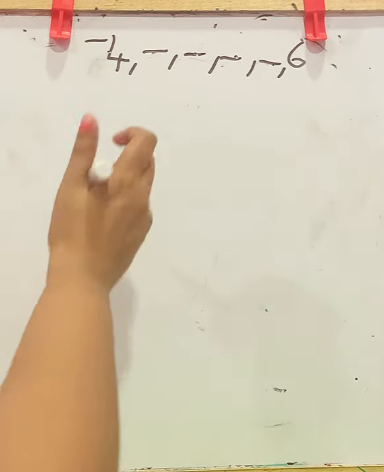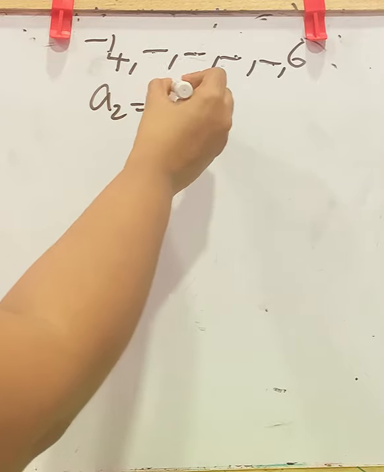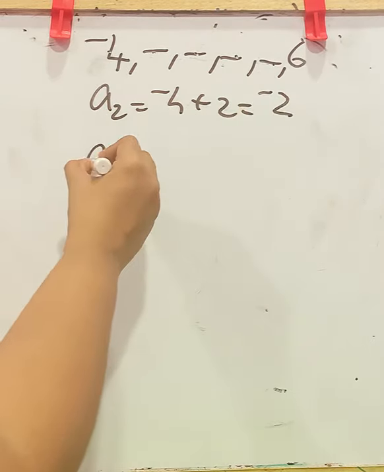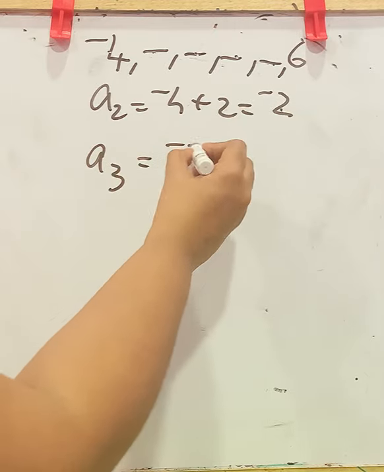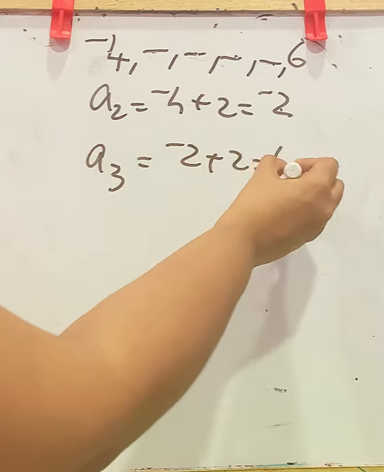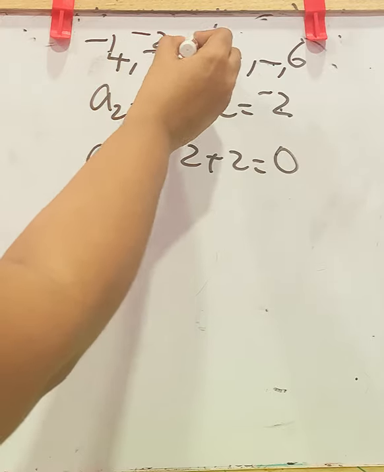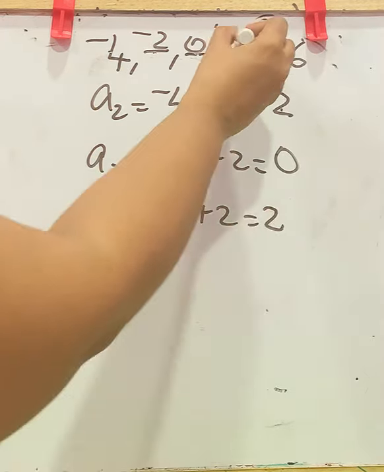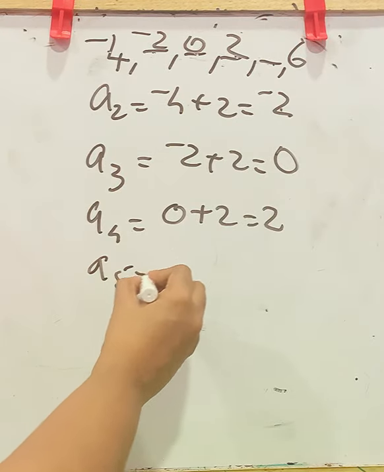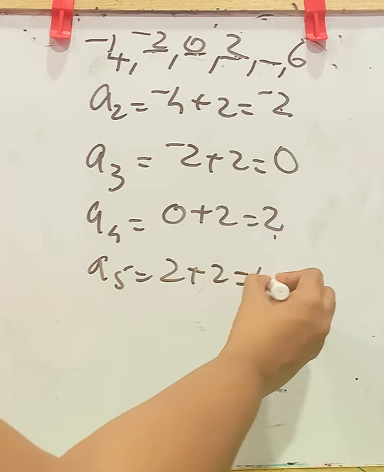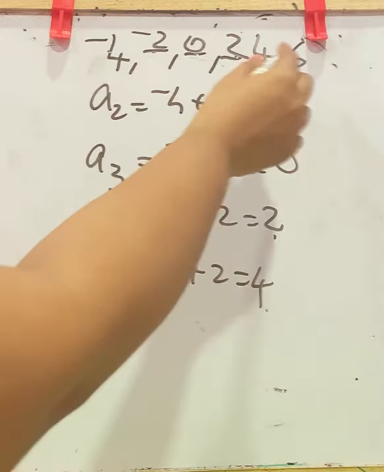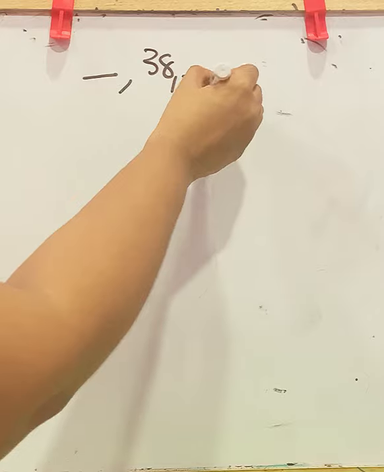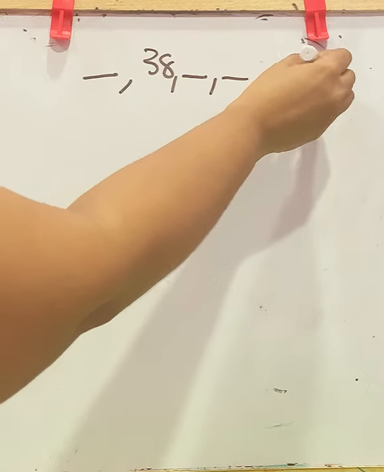So to get A2, we will add negative 4 plus 2. Result is negative 2. Now to get A3, negative 2 plus 2, the result is 0. Here it is negative 2, here 0. Now A4 equals 0 plus 2, 2. Now A5 equals 2 plus 2, 4. This is the AP.